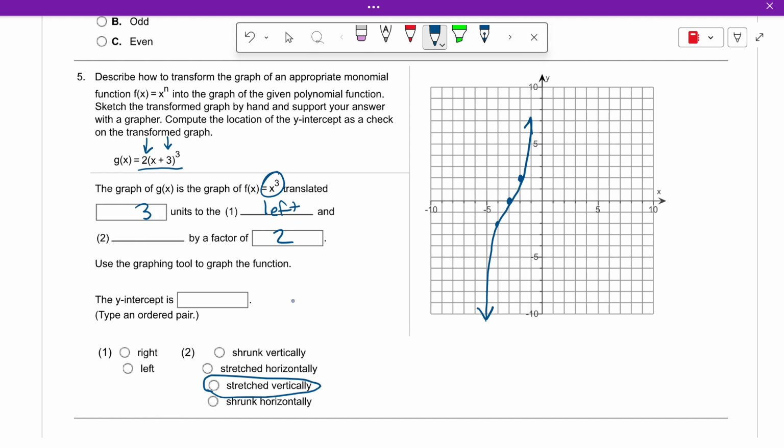Now, it wants the y-intercept. To find the y-intercept, I have to multiply all this out, or else put it on my graphing calculator and trace to 0. 0 whatever. It works out to be like 54, I think, the y-intercept. Because 3 cubed is 27 times 2 is 54. So I think that's what it works out to be. All right.